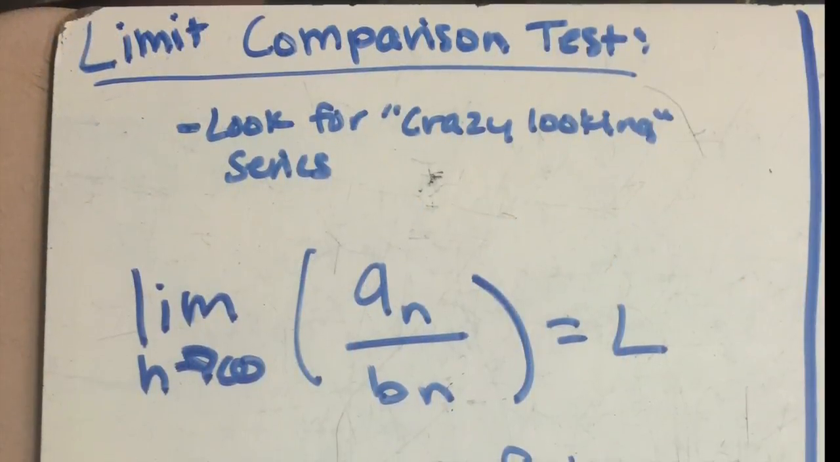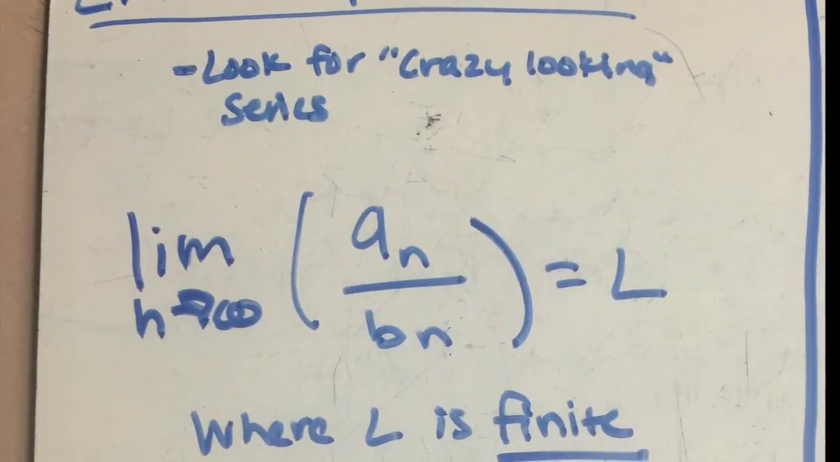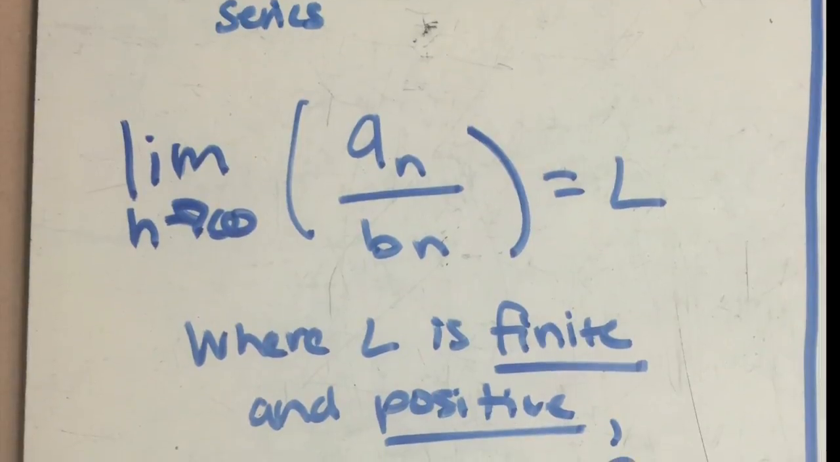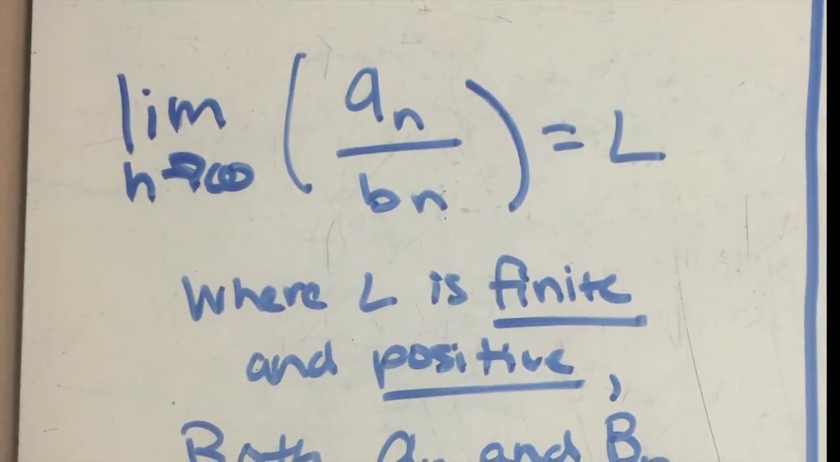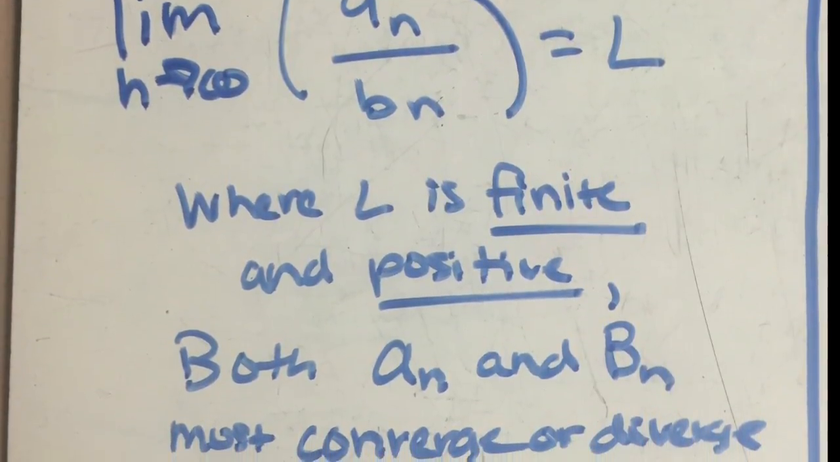So for the limit comparison test, you're going to want to look for a crazy looking series, and what you're going to do is create your own comparison series, and then with the original series you're going to set up a ratio between the two, and you're going to find the limit of that ratio, and that's going to give you L.